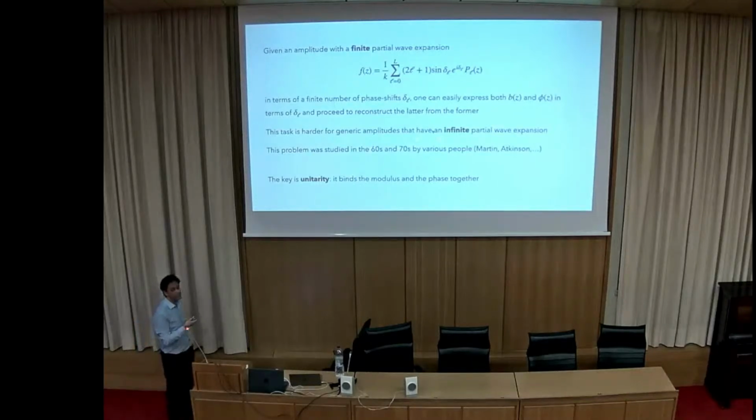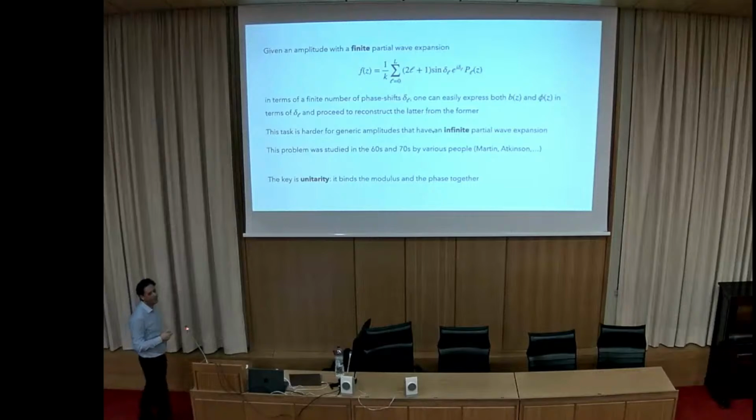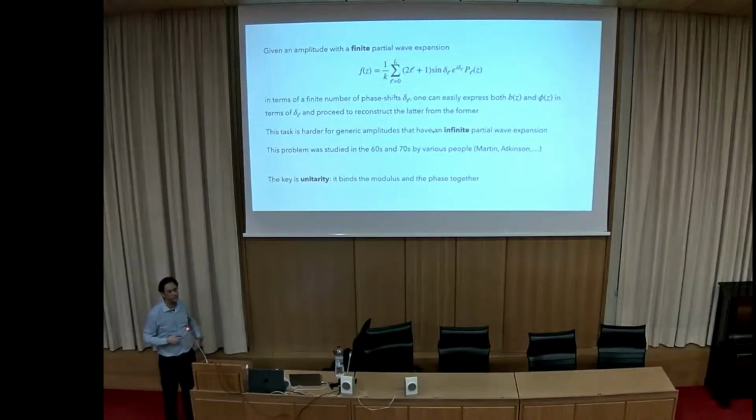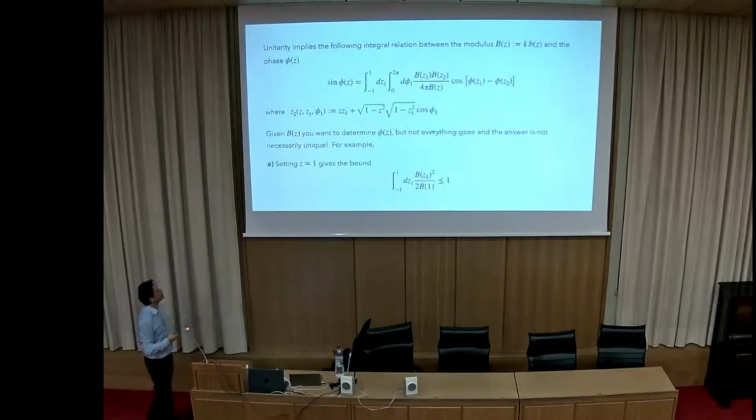But typically, the scattering amplitude is not going to be a finite sum. It's going to be a sum involving a whole series. So now I have to deal with something that has an infinite number of parameters. People asked this question in the 60s and 70s, and it was studied by various well-known people like Martin, Atkinson, and others. And the key to understanding the relation between modulus and phase is unitarity, basically the fact that total probability is always 1 in quantum mechanics.